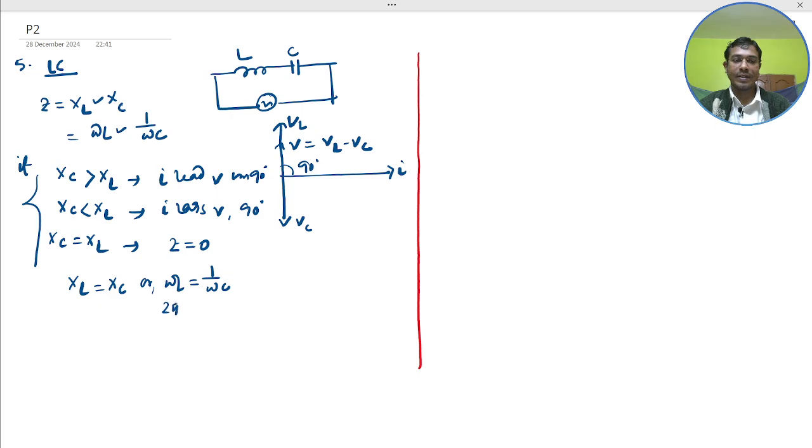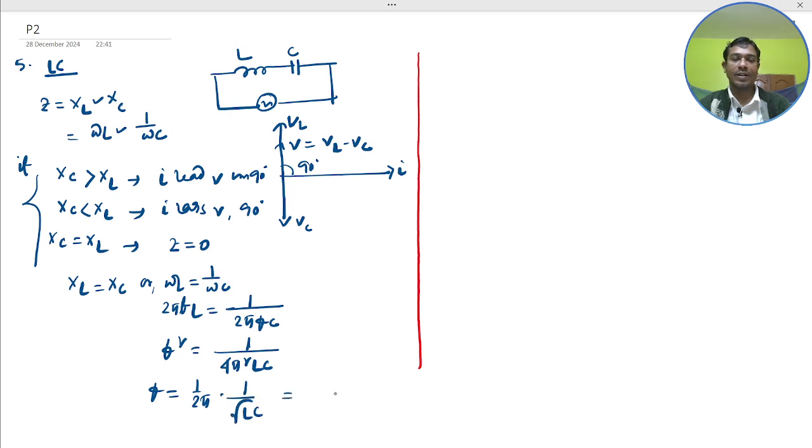Basically 2 pi FL is equal to 1 by 2 pi FC, so F square is 1 by 4 pi square LC. So F becomes 1 by 2 pi root over LC. This is the resonant frequency. This is the resonant frequency equation.